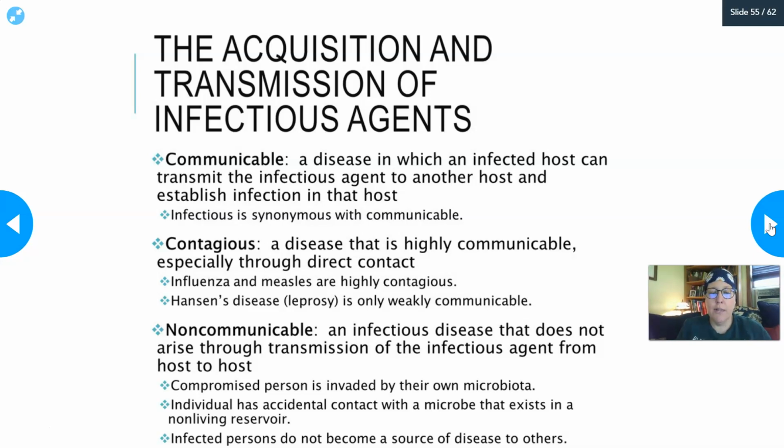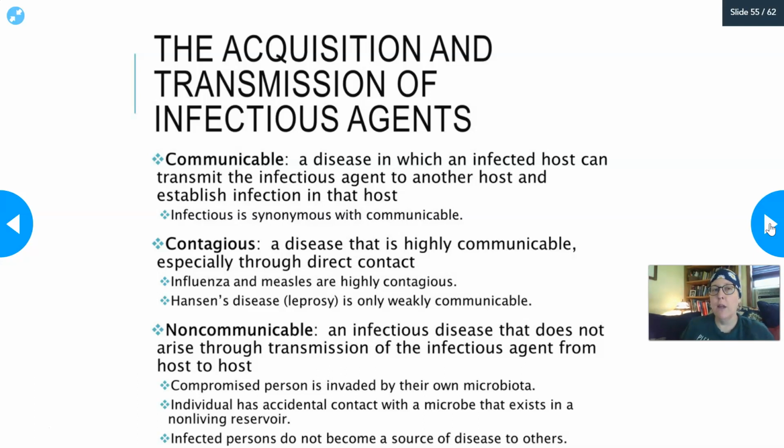An individual has accidental contact with a microbe that exists in a non-living reservoir. That would be something you don't spread. So that girl that got brain-eating amoeba, Naegleria fowleri, she's not going to spread it to other people, okay? The infected person does not become a source of disease to others. So that's the idea of non-communicable.